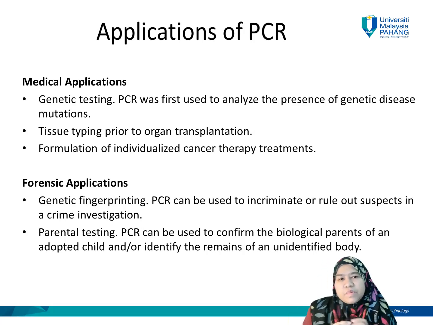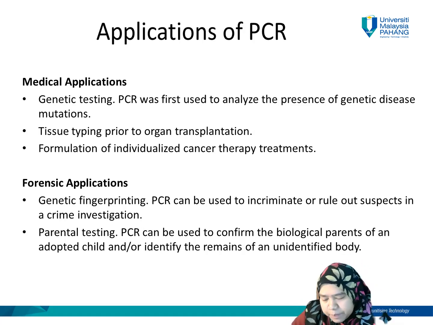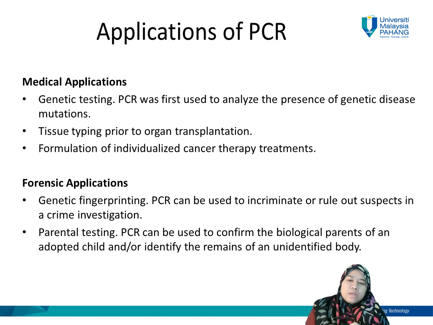Forensic applications, for example, genetic fingerprinting. PCR can be used to incriminate or rule out a suspect in a crime investigation by comparing the bands of the molecular markers that you use in the genetic fingerprinting, whether you use RAPD or RFLP and others. Parental testing: PCR can be used to confirm the biological parents of an adopted child and/or identify the remains of an unidentified body.